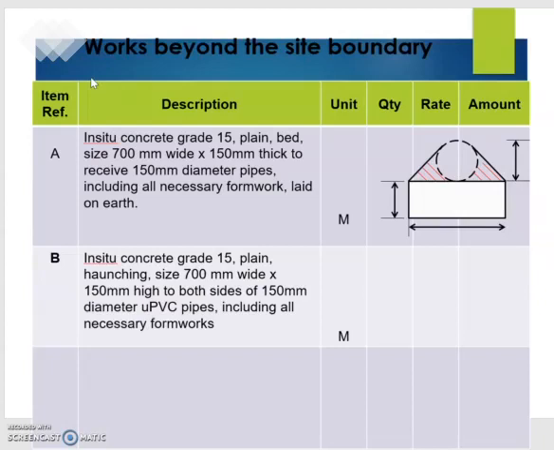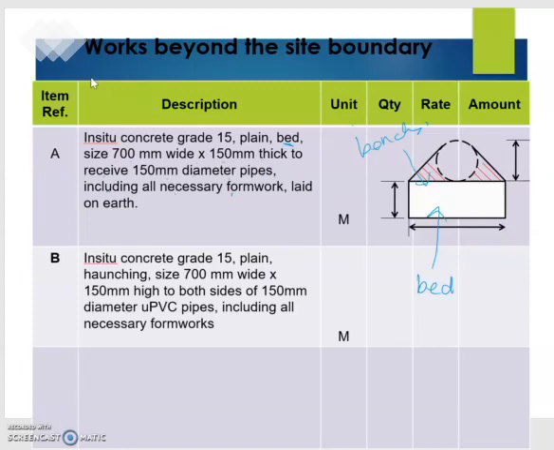This is an example of a benching, and this is a bed. So, in situ concrete grade 15 plain bed. This is bed, size 700 mm wide, 150 thick to receive 150 mm diameter pipes, including all necessary formwork, laid on earth.